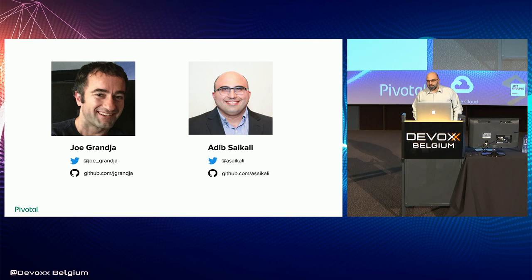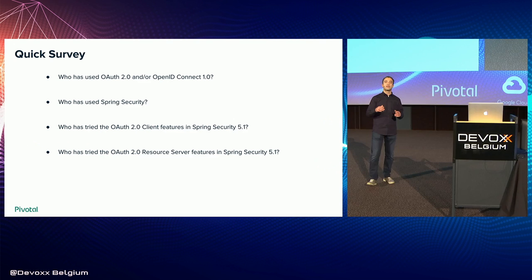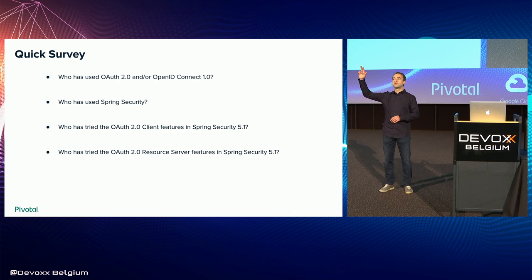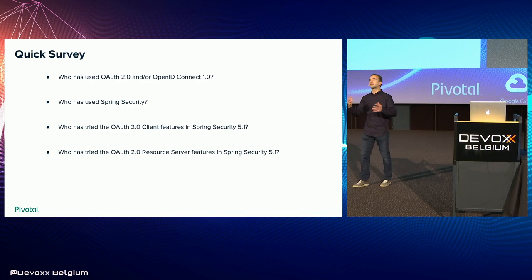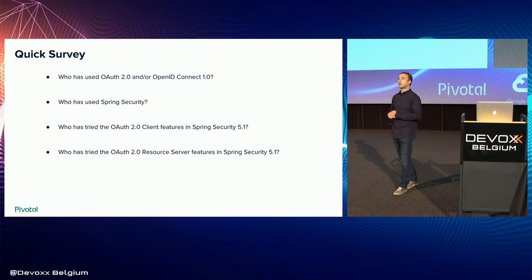Right on. Before we get into this, we just want to gauge the audience on the level of experience with OAuth and OpenID Connect. If I could get a raise of hands, who has used OAuth 2? Perfect. So you're at the right place. How about OpenID Connect? Okay. And who has used Spring Security for at least, let's say, 3 years or more? Okay. And how about 5 years or more? Okay. How about who hasn't used Spring Security? Okay, right on. And how about who has used the OAuth 2 client features, OAuth 2 login, and the new client features in 5.1?